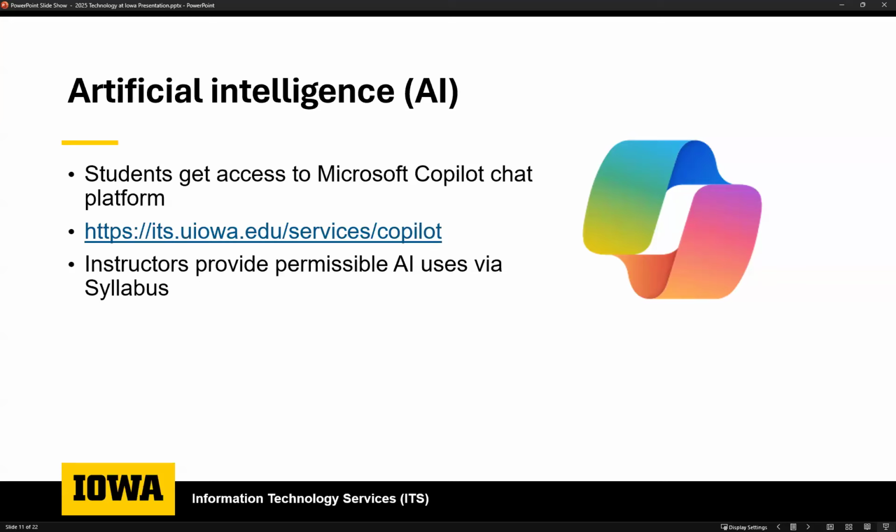The advantage that we have as University of Iowa faculty, staff, and students is that when we use Copilot, we're logging in with our Hawk ID and our Hawk ID password. That provides a level of security that you don't get with the other free tools. So we encourage students to use Copilot during their career at Iowa. That website right there will give them more information about how to use it and how to access it.